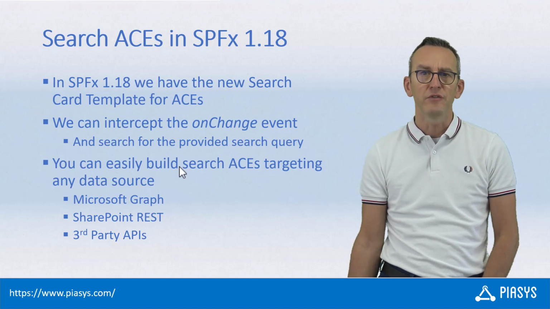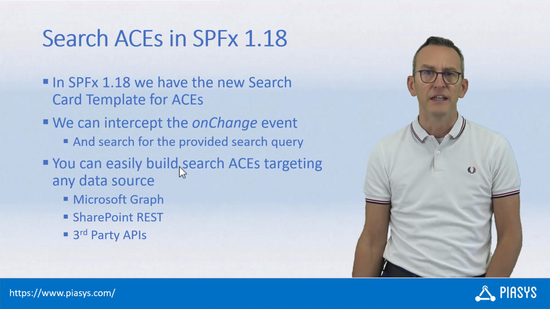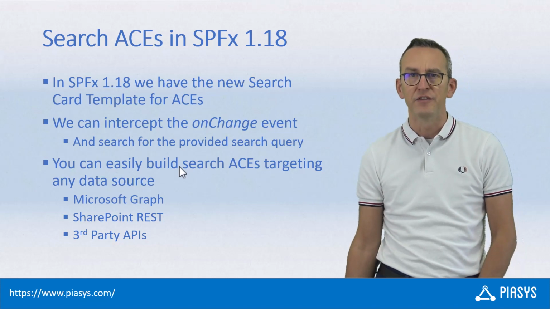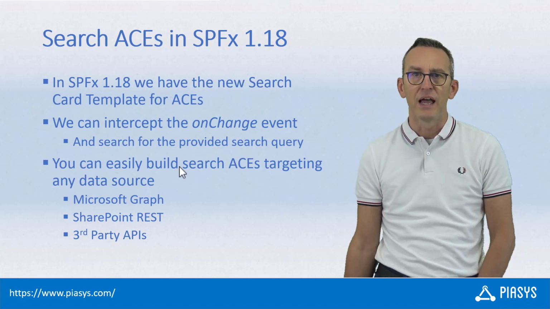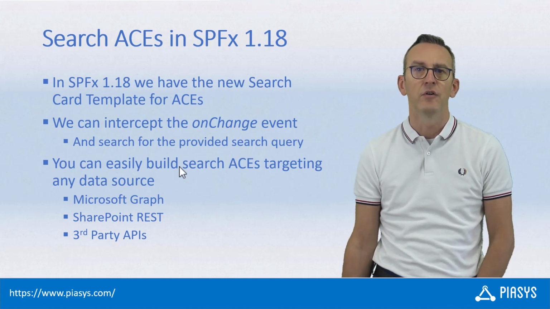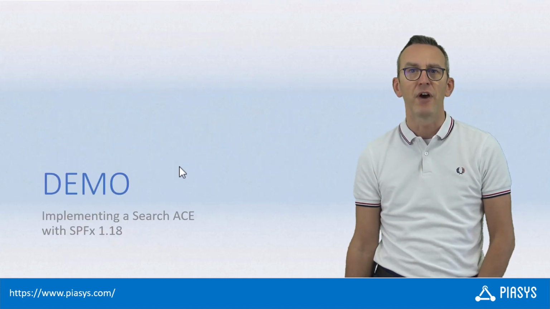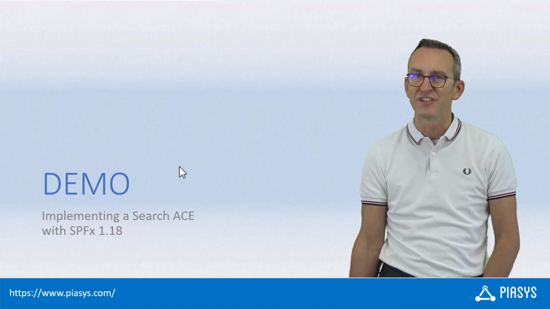In order to do that, you simply need to manage the on-change event of the text that the user will provide as the search query, and then you can rely on any backend API, like for example Microsoft Graph, SharePoint Online REST APIs, or any third-party API of your choice. So let me move to the demo environment and let me show you how to create such kind of adaptive card extension.